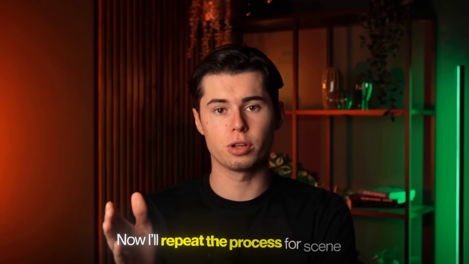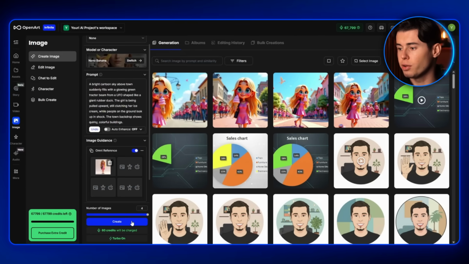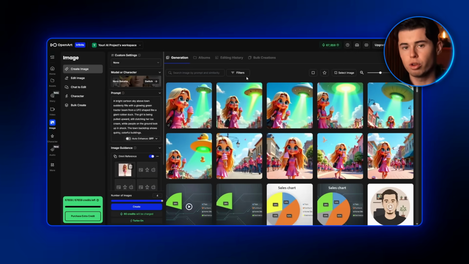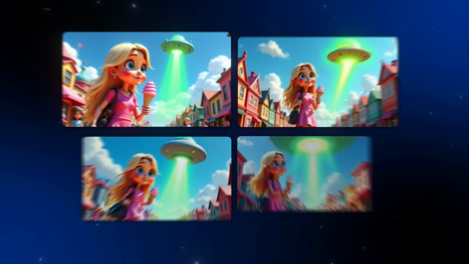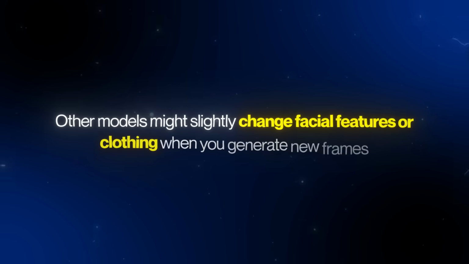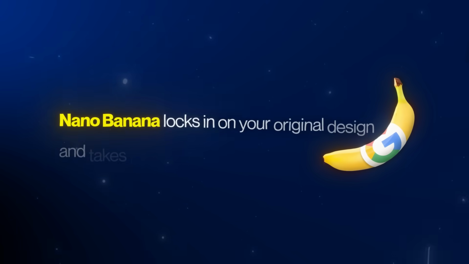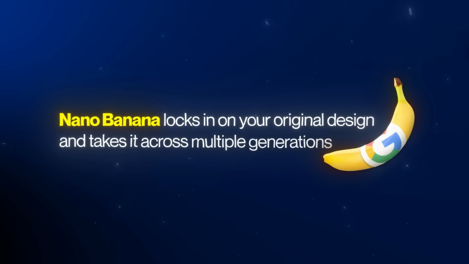Now I'll repeat the process for scene 2. Same thing, paste in the prompt, add the scene description, adjust the settings, and generate. The new image comes out really good as well, and that's one of Nano Banana's biggest strengths, maintaining character identity. Other models might slightly change facial features or clothing when you generate new frames, but Nano Banana locks in on your original design and takes it across multiple generations.